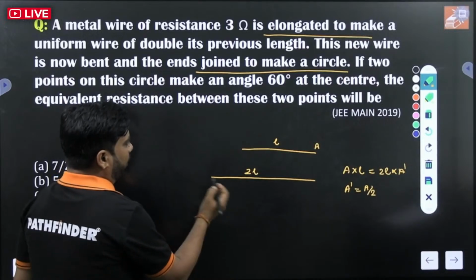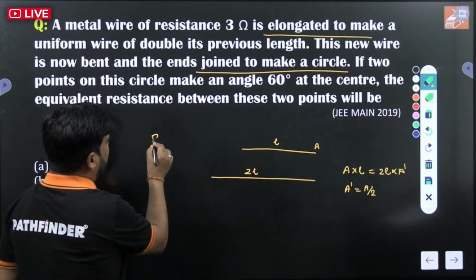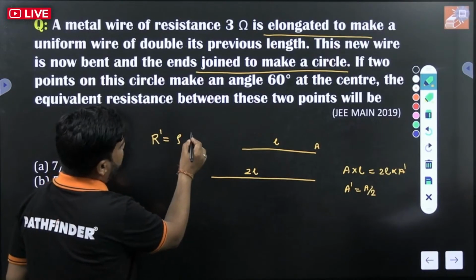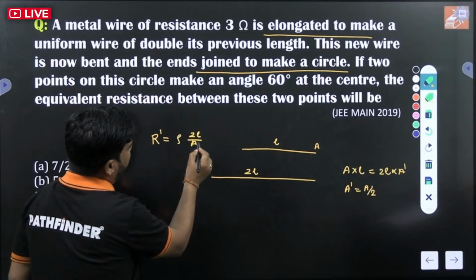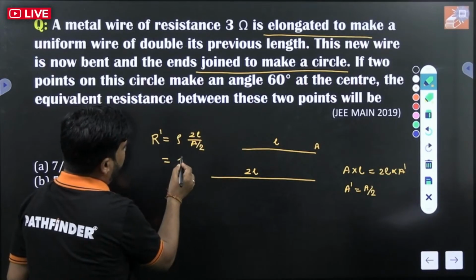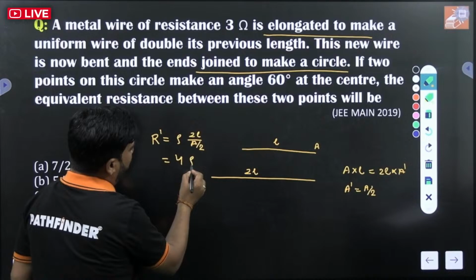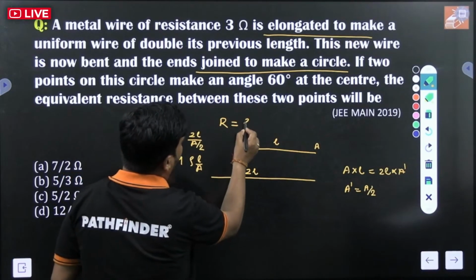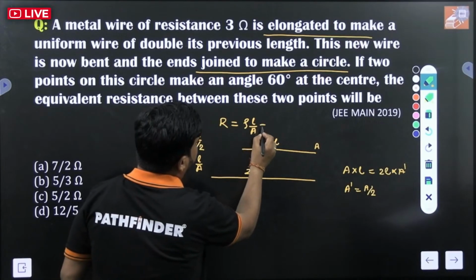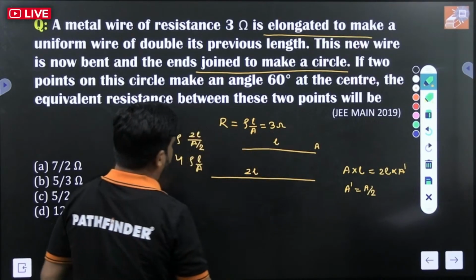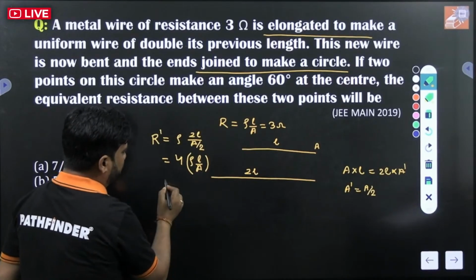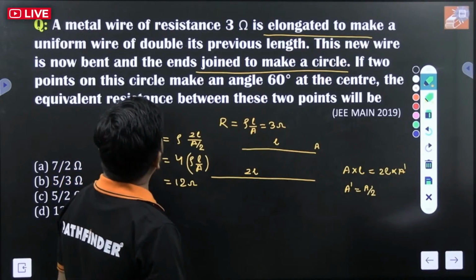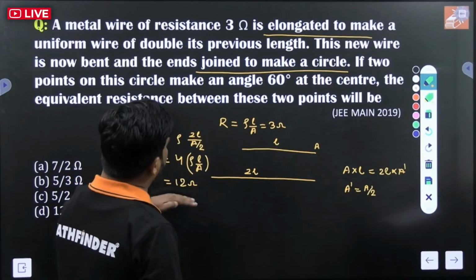So now, can we calculate the new resistance? Yes, R dash will be equal to rho, that is 2L divided by A by 2. So it will become 4 into rho L by A. And what is our initial resistance? Initial resistance is rho L by A. And what is its value? Its value is 3 ohm, which is given in the question. So the new value will become 12 ohm. I hope it's pretty clear. Now, this is the first part of the question.